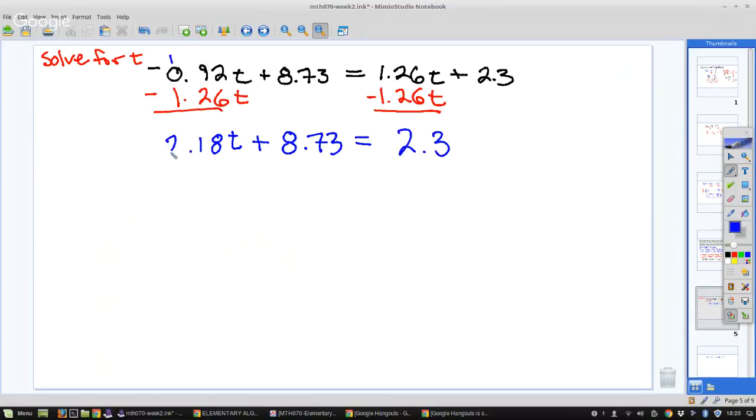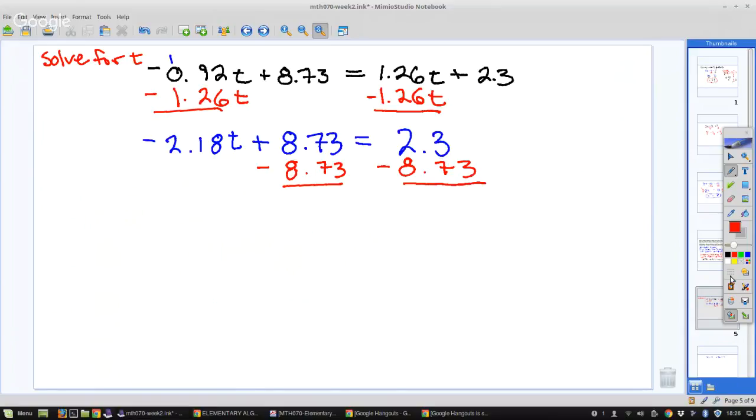1 and 1 is 2. So I get negative 2.18 times t. Now this looks kind of like the equation I had before. There's just kind of one extra step here. The 8.73 needs to move to the right side. So I'm going to subtract 8.73 from that side, and subtract 8.73 from this side.